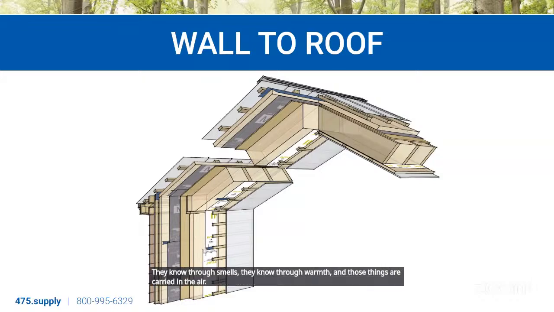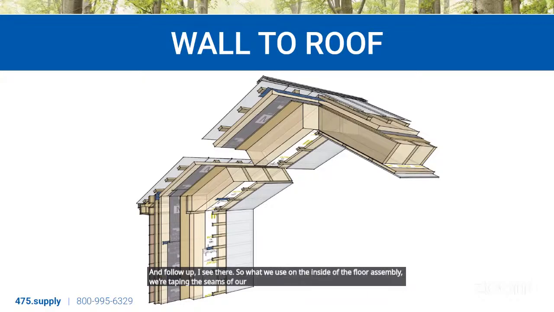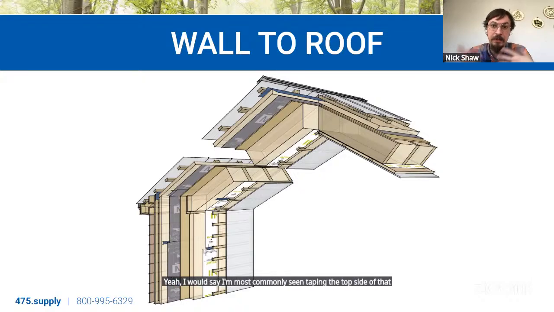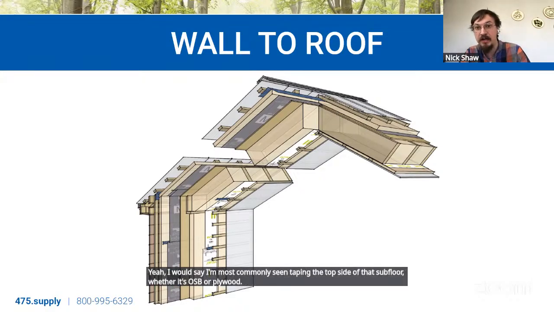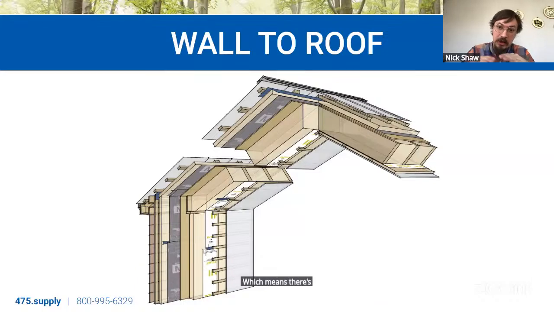Yeah. And a follow up, I see there. So what would we use on the inside of the floor assembly? We're taping the seams of our subfloor almost exclusively, right? Yeah, I would say I'm most commonly seeing taping the top side of that subfloor, whether it's OSB or plywood. You can use the Tescon Vana tape. The Advantech OSB subfloor, that manufacturer, they are pre-weatherized, which means there's a silicone finish on top.